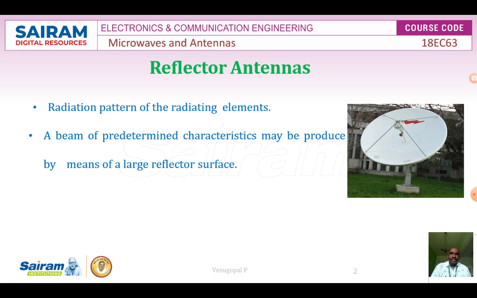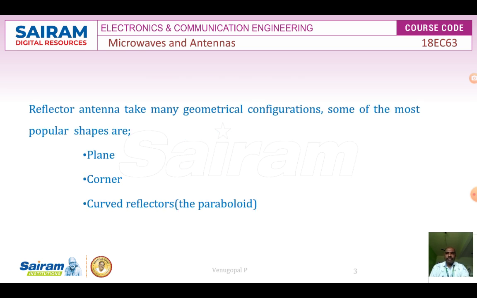And this reflector antenna has different shapes. One is the plane shape, another is the corner shape, third is the curved reflectors. So these are the different geometrical configurations of the reflector antenna. You already studied the curved reflectors in the previous session, that is the paraboloid.